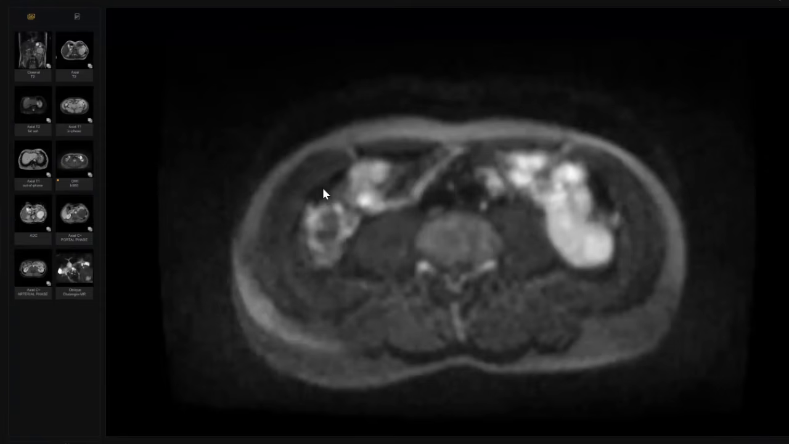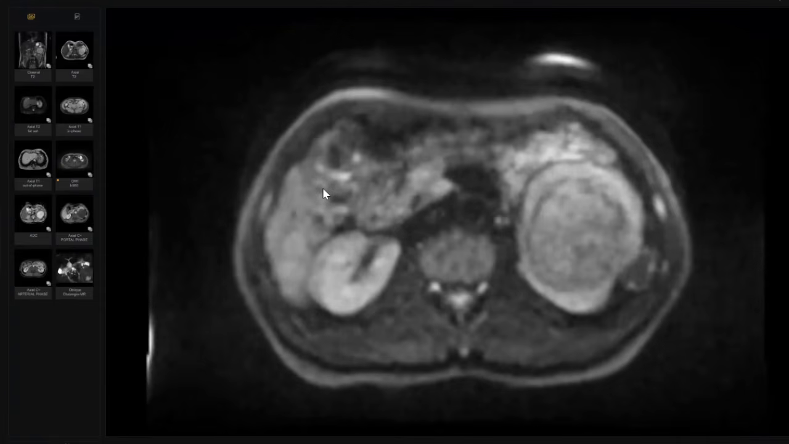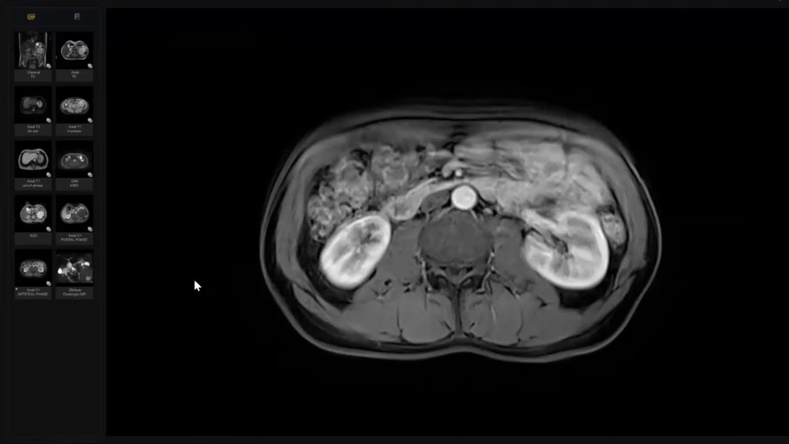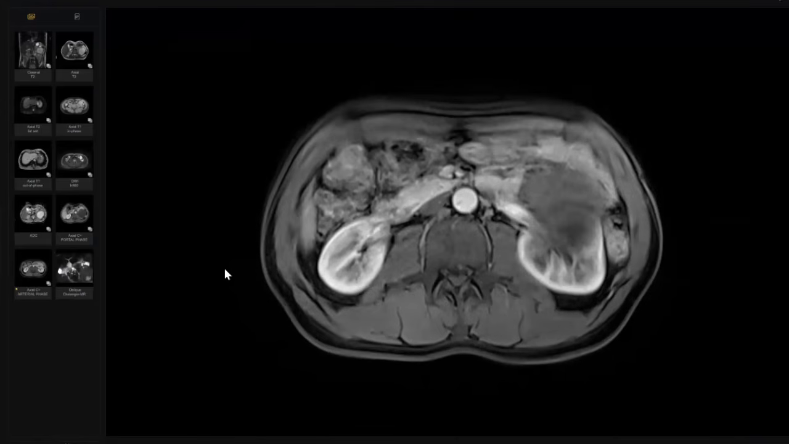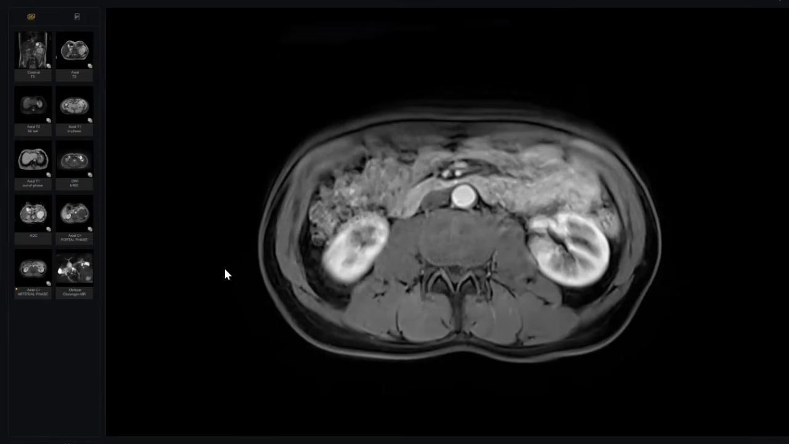So I would like to see the enhancement again. I would like to coordinate this with the enhancement pattern once again. Which post contrast phase do you want? Arterial phase, sir. This is arterial phase. So I would quickly check the lower pole cyst for any enhancement.